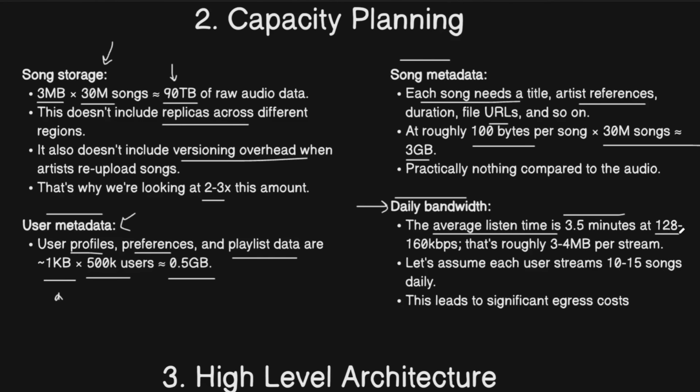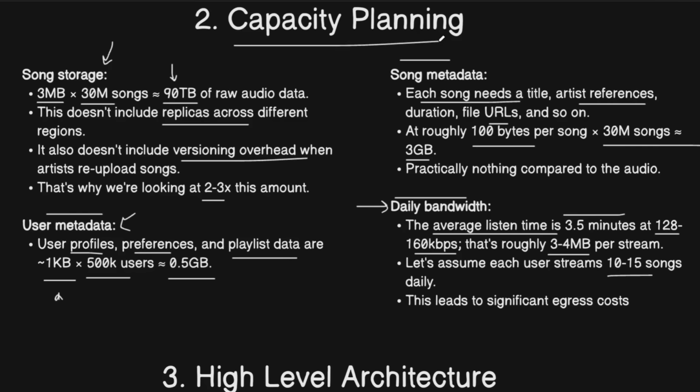And if we are using 128 to 160 kilobits per second, that is roughly 3 to 4 megabytes per streaming. And let's assume each user streams like 10 to 15 songs daily. This will lead to significant egress costs. Egress costs are the fees that cloud providers charge when data leaves their network to reach the users.